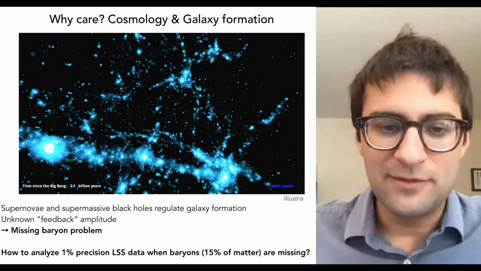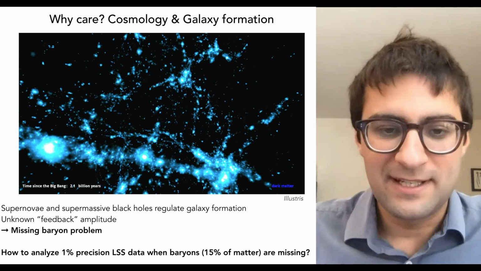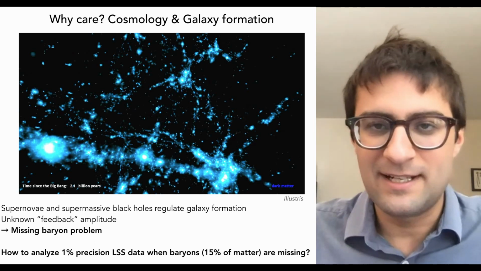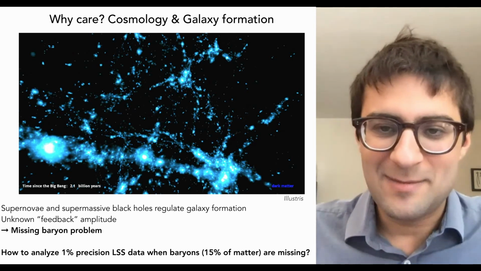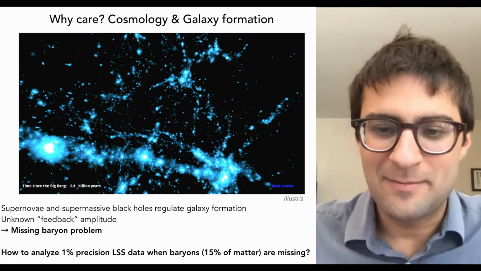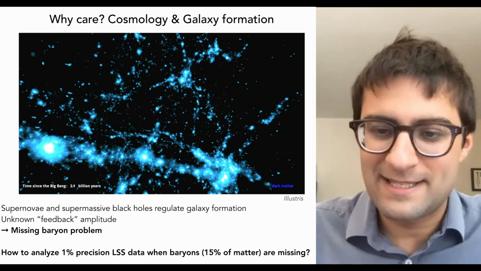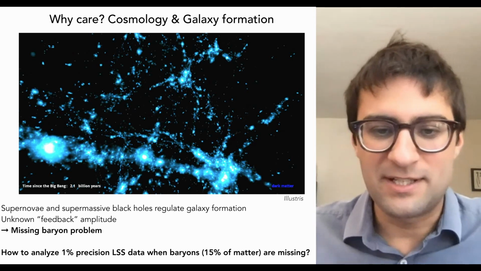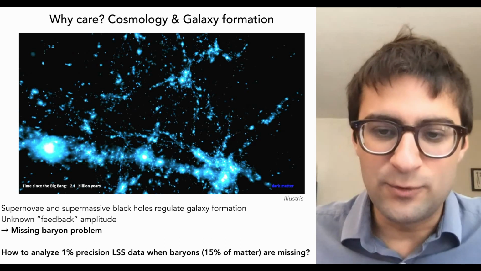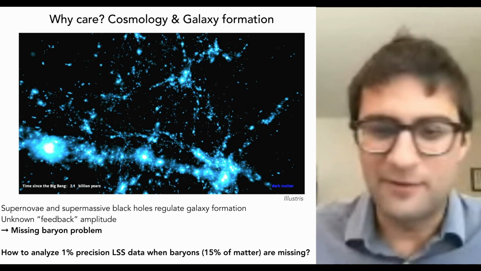And in fact, even if you're not interested in galaxy formation, you're only interested in fundamental physics from cosmology, I would argue that you still need to know where this gas is, because ordinary matter is about 15% of all the mass in the universe. And so you cannot analyze percent precision cosmological structure data if you do not know where 15% of the matter is.